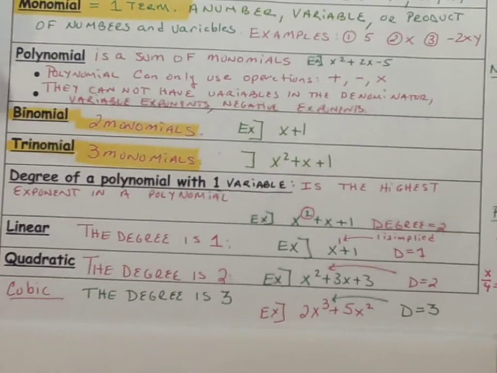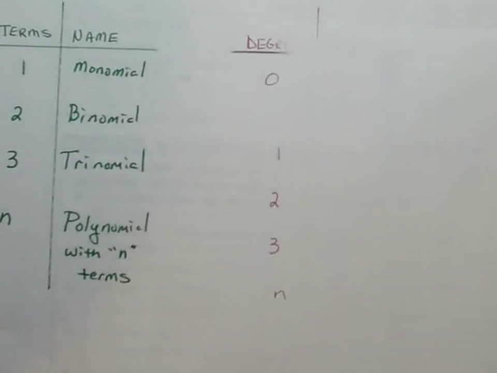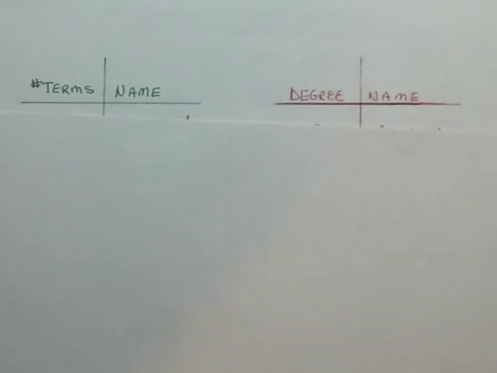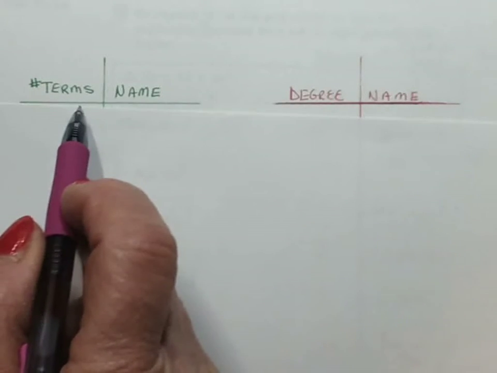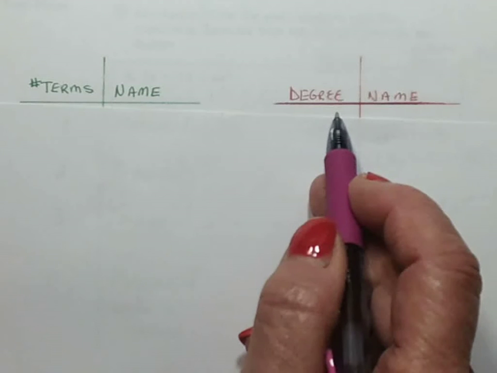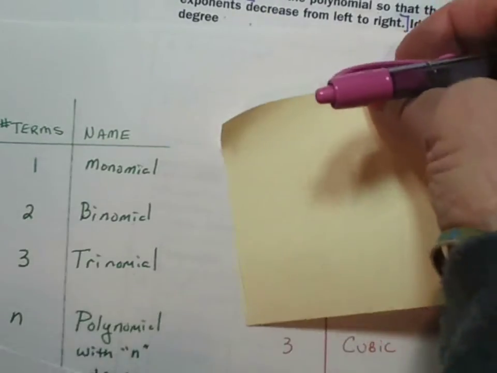Now, another way to do this, and if you go to the back of your handout, is to put it in two charts. Okay. We're going to set up two charts. We're going to name our polynomials by terms, and we're going to name our polynomials by degree. And I think this will make it simpler for you. So let's start with terms.